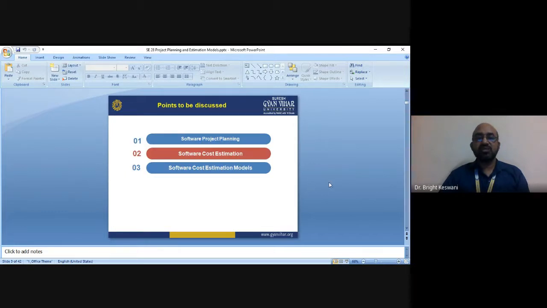These are some points to be discussed in this lecture. First of all, we will discuss software project planning, what it actually is. Then we will discuss software cost estimation, and then various cost estimation models. Not only cost estimation, but we will discuss schedule estimation also. There are some techniques for project scheduling and project staffing. So we will discuss all such scheduling in the next few slides.